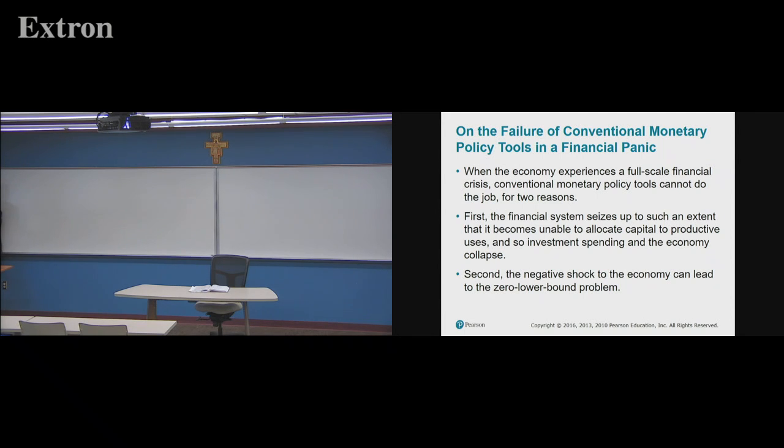In a financial panic, the conventional monetary policy tools aren't the most effective. They can't do the job. But there are two main reasons these tools are ineffective. First, the financial system seizes up so badly that it's unable to allocate capital properly. They can't send it to the most productive uses, so investment spending in the economy collapses.